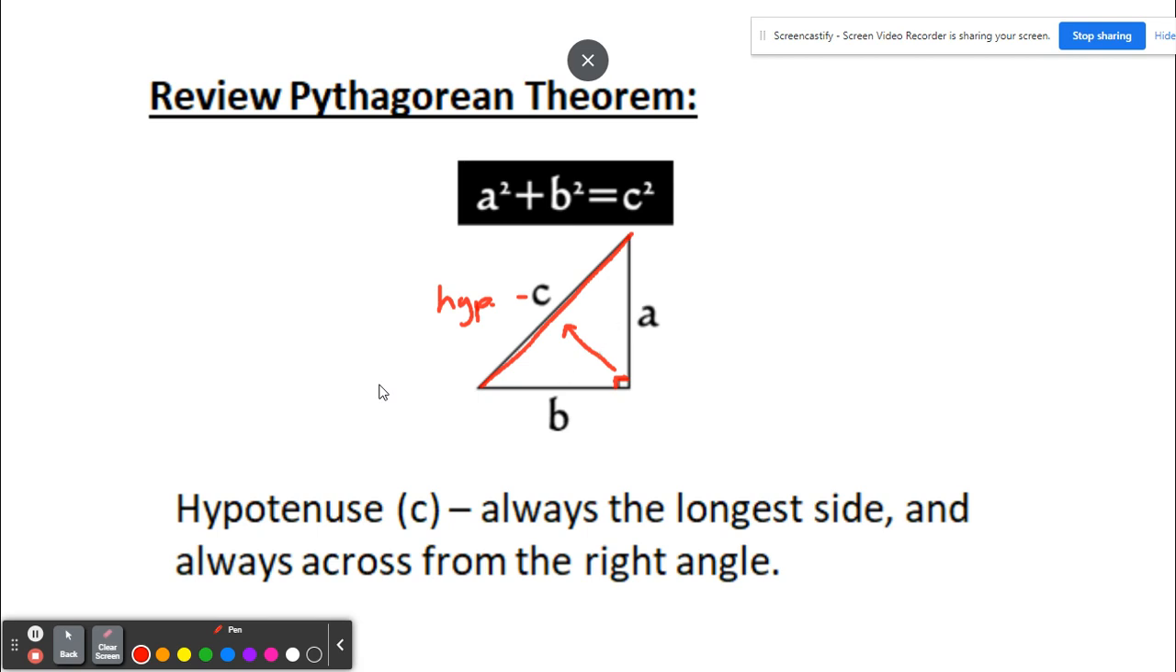A and B are interchangeable, so it doesn't really matter which one you call A and which one you call B. Most people call B the bottom, the base, and A the altitude, but it won't affect the problem at all because we're doing addition, and remember addition is commutative, meaning I can change the order. So the formula is a squared plus b squared equals c squared.